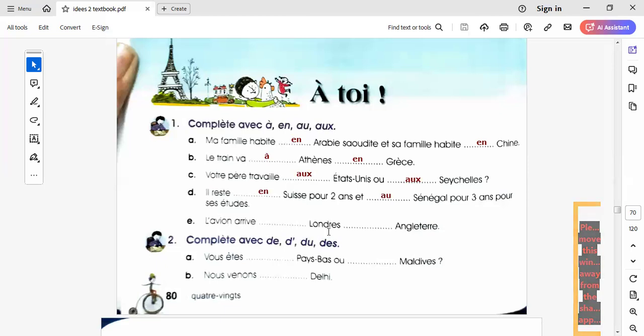L'avion arrive dash Londres dash Angleterre. London is a city in England. So à, and Angleterre is beginning with a vowel and it is also ending with E. So we have en. This is à and this is en. Now let's move on to the next exercise.